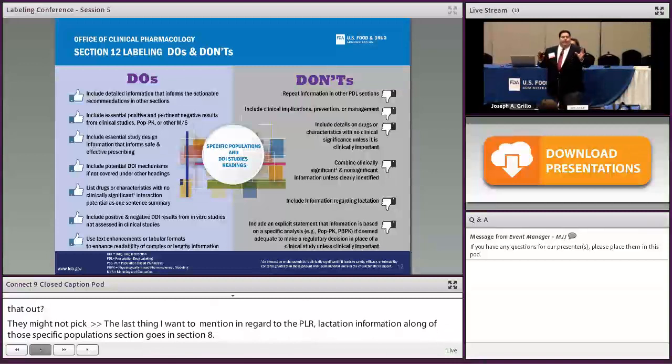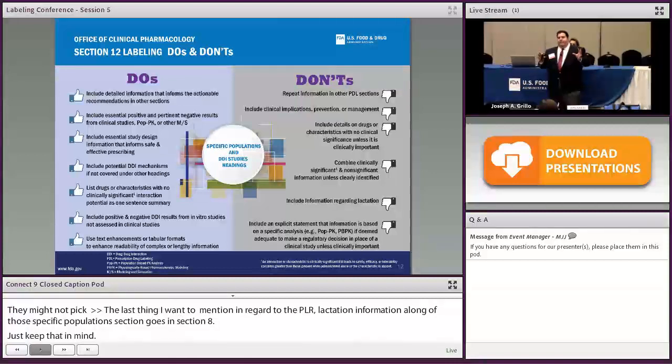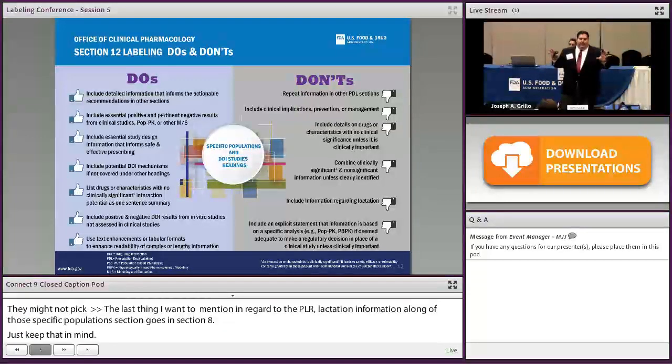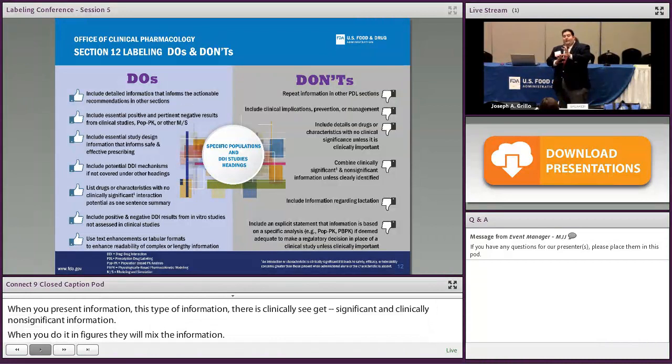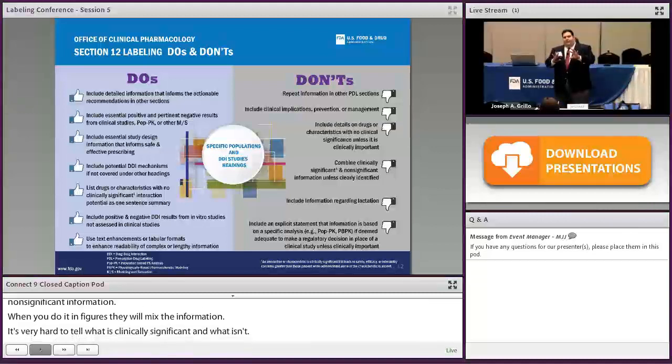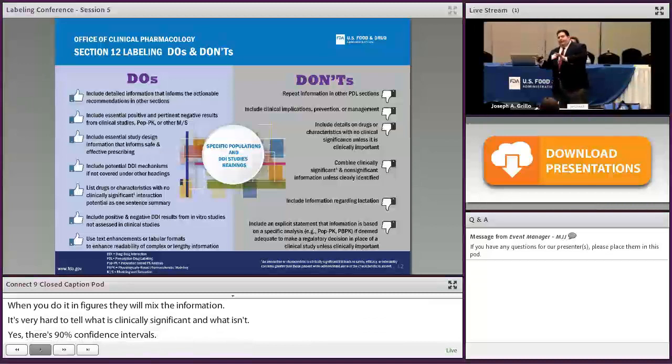When you present this type of information, like I said, there's clinically significant and clinically non-significant information. A lot of times, especially when you do it in figures, they'll mix the information, and it's very hard to tell what's clinically significant and what isn't. Yes, there's 90% confidence intervals, but there are times when the 90% confidence interval difference doesn't really relate to a clinically significant risk or something like that. So if you present the information together, it has to be clear what's significant and what's not significant.